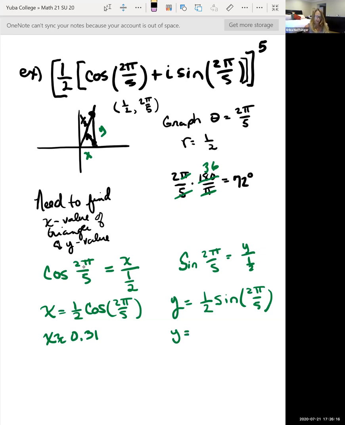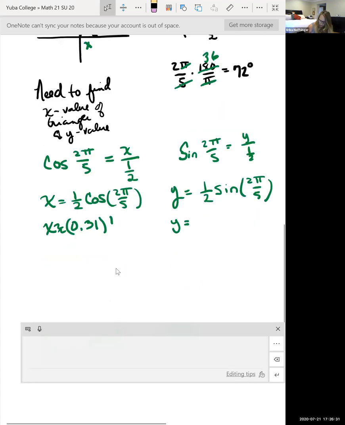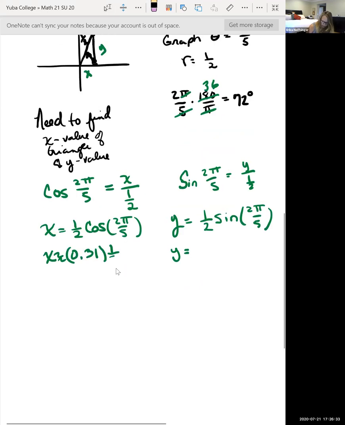So let's do the same thing. No, actually, that's not times my 1/2 though. That's just the cosine of 2 pi fifths. So times 0.5. So this is about 0.155. Really don't want to round, but that's okay.